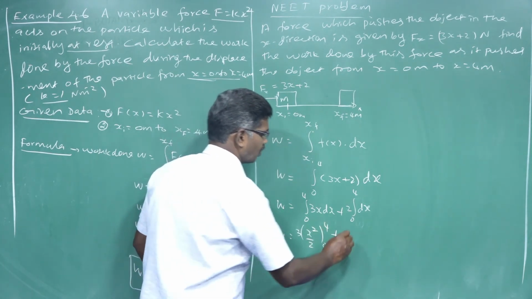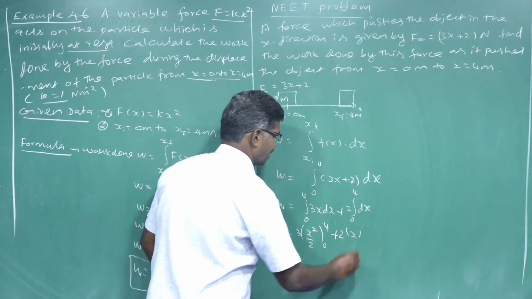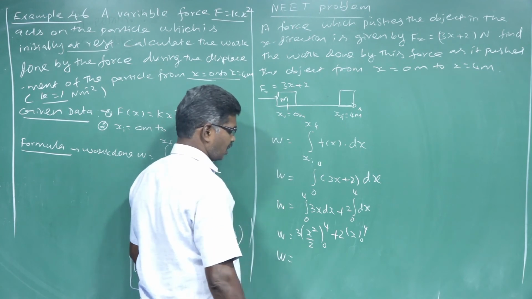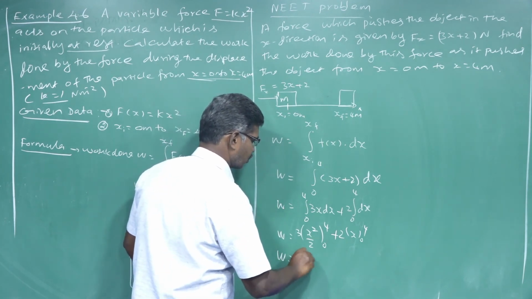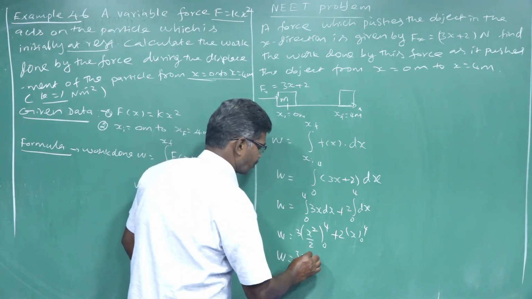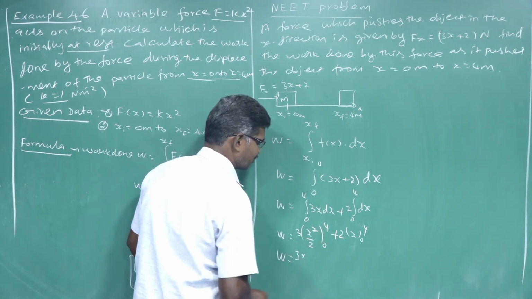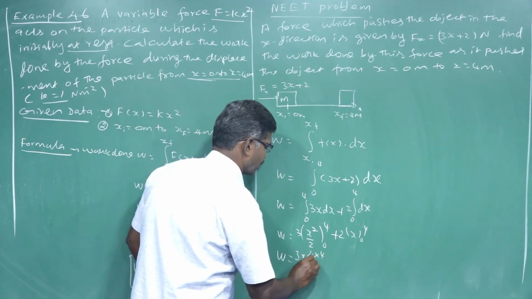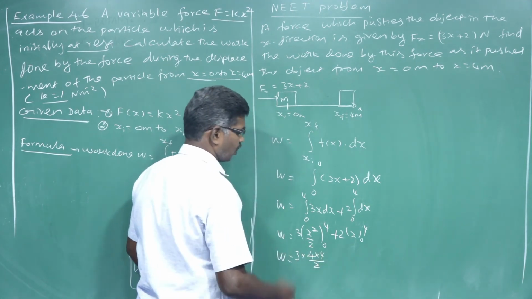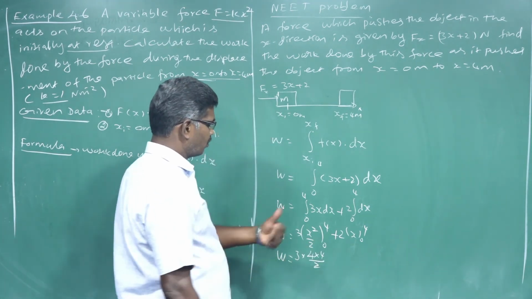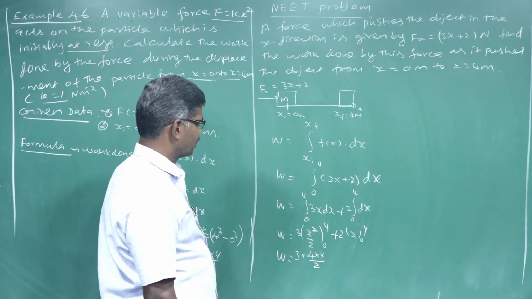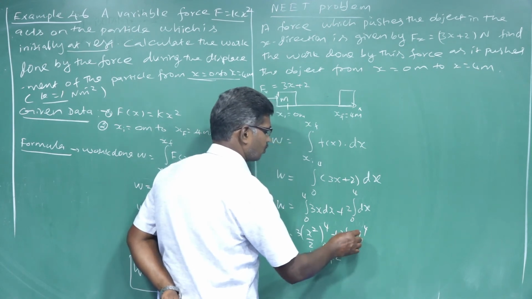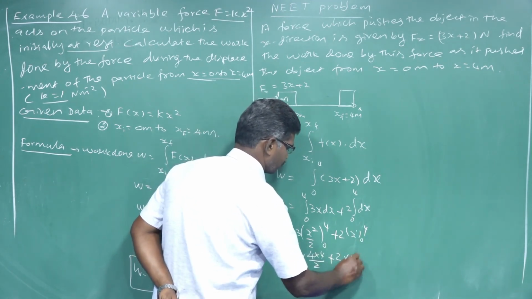Plus 2x, the limits are 0 to 4. If you substitute, we will get 3 into 4 squared, that is x squared. You are going to substitute that upper limit, that is 4 squared, 4 into 4 divided by 2. The lower limit is 0, no problem. There 0 squared can be taken as 0, plus 2 into the power of 1 alone into 4.